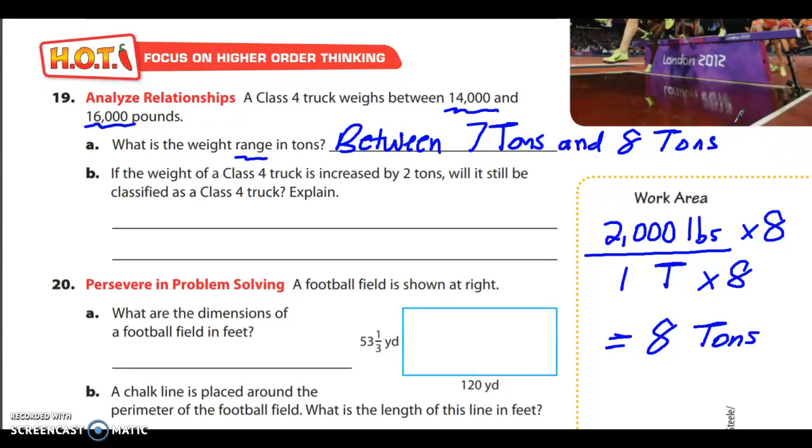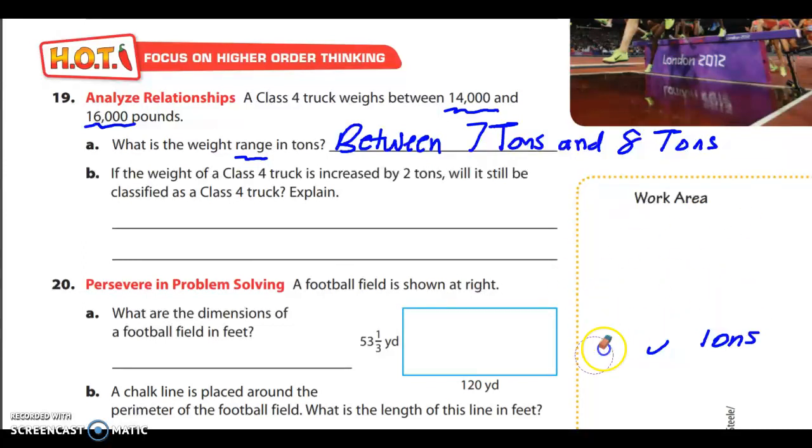All right, so question B reads, if the weight of a Class 4 truck is increased by 2 tons, will it still be classified as a Class 4 truck? And explain. So here's kind of how this is going to work. If you increase the weight of a truck by, let's say you take the Class 4 truck that weighs 14,000 pounds and you increase its weight by 1,000 pounds, it would then weigh 15,000 pounds. It would still be a Class 4 truck. Or you could even increase it by 2,000 pounds and it would still be a Class 4 truck. But how much is 2 tons? 2 tons is equal to 4,000 pounds.